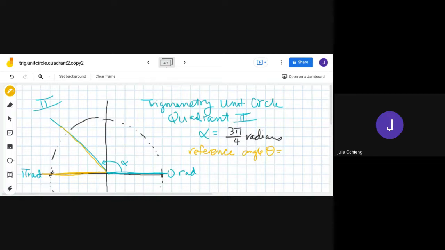So my reference angle for this is how many radians? Well, to figure that out, remember that this reference angle is going to be less than pi radians. So it's going to be pi radians minus whatever alpha was. So I take my pi radians and I subtract 3 pi over 4, get a common denominator, and get 1 pi over 4 as my reference angle.